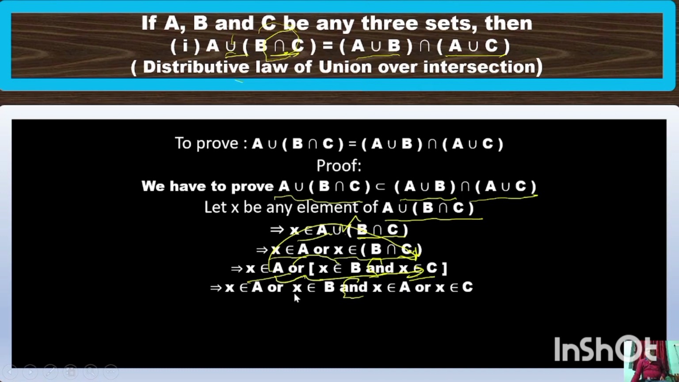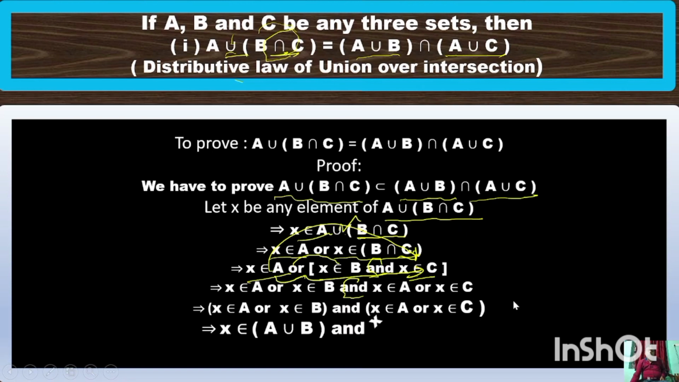Okay. Thus X belongs to A or X belongs to B, and X belongs to A or X belongs to C. And you see, again you can give the bracket here. Just the rearrangement using the bracket rule, and you can see clearly this is X belongs to A union B and X belongs to A union C. Right?